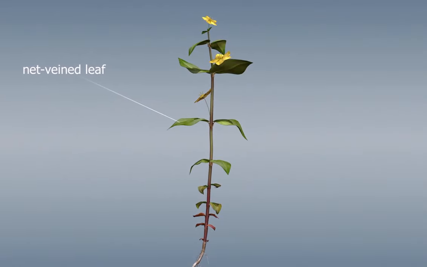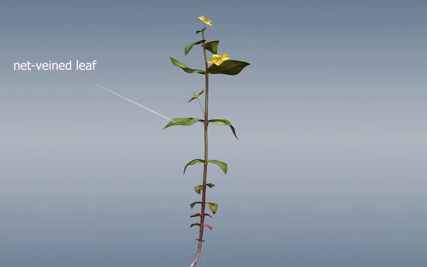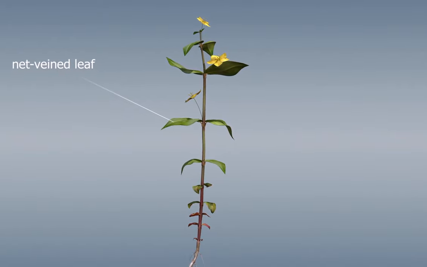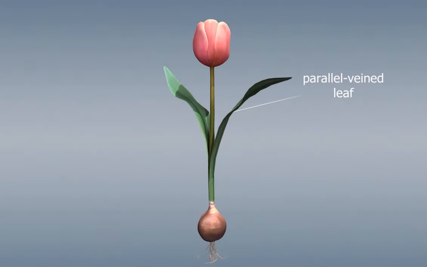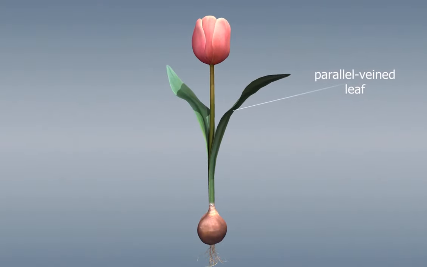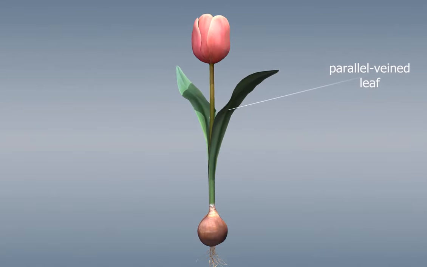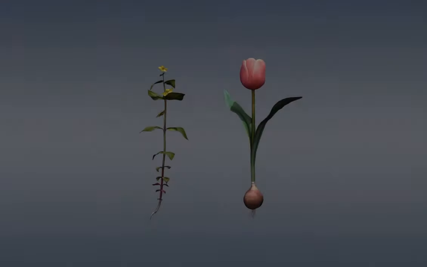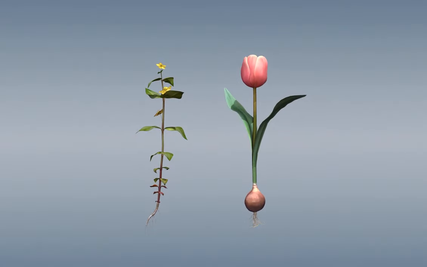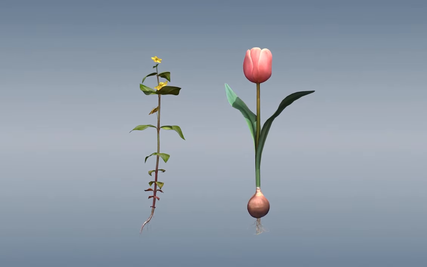Dicots have net-veined leaves, with secondary veins branching out from a primary vein. The leaves are attached to the stem by petioles. Most monocots, however, have parallel veined leaves that are attached to the stem by leaf sheaths. That is, their base surrounds the stem. A dicot stem often branches, while a monocot stem does not typically branch out.